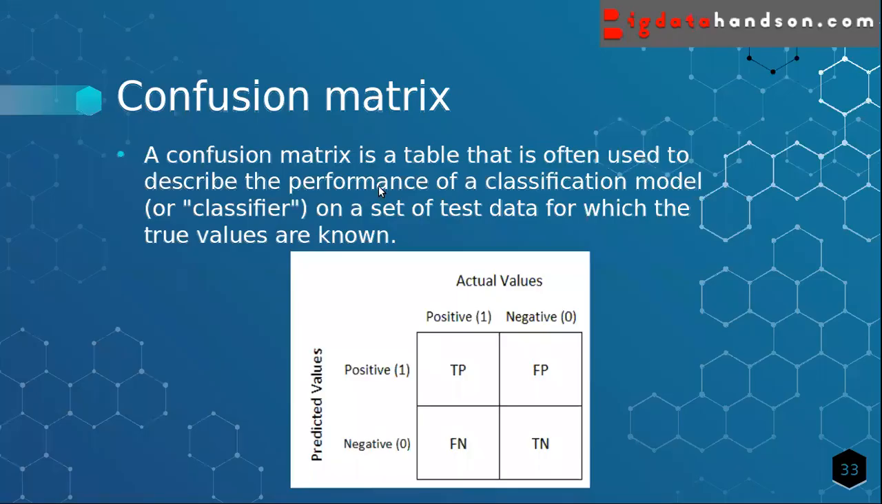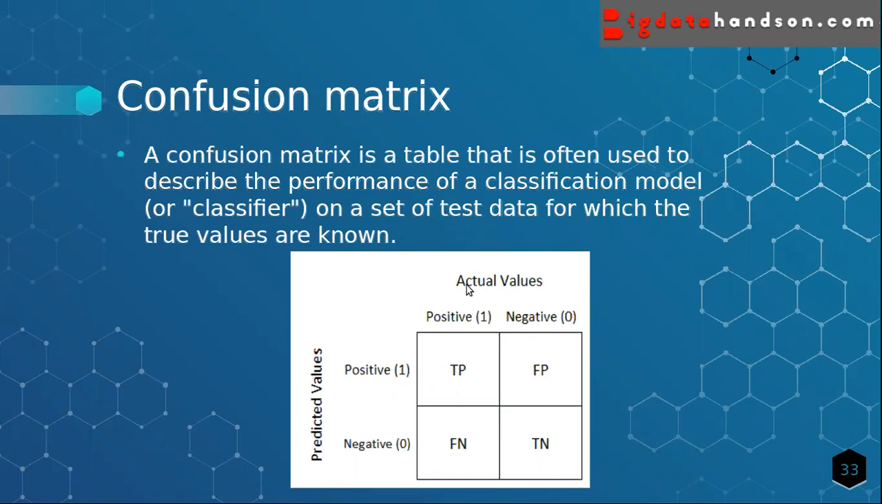Okay, so you can see here we have the confusion matrix. A confusion matrix is a table that is often used to describe the performance of a classification model on a set of test data for which the true values are known. So we have the predicted and the actual values. If we give the predicted and actual values to the confusion matrix, it will create a table like this, a 2 by 2 matrix.